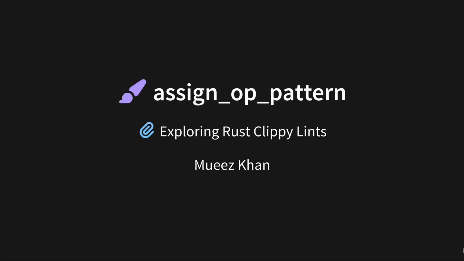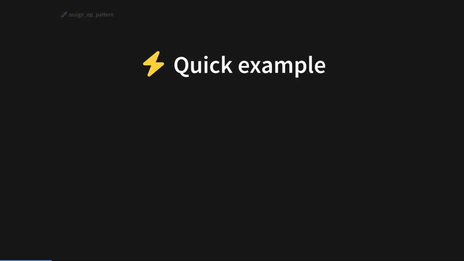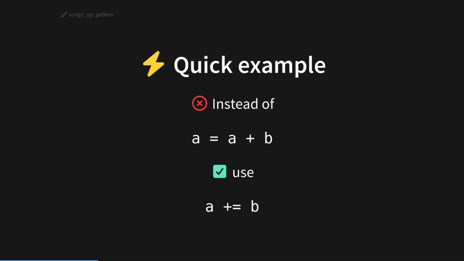Let's learn about the assign op pattern Rust Clippy lint. A quick example of how you can implement this lint: instead of setting the variable a equals a plus b in this manner, you can use a plus equals b.